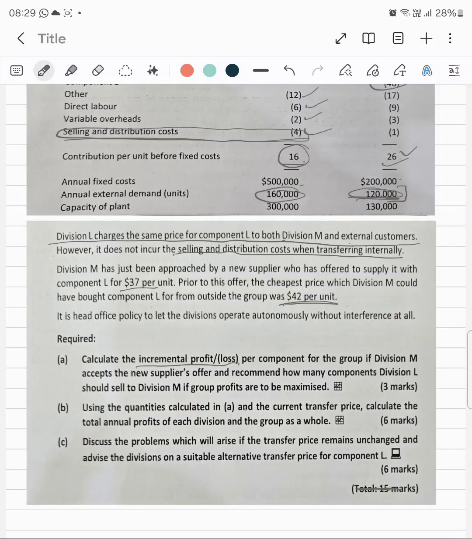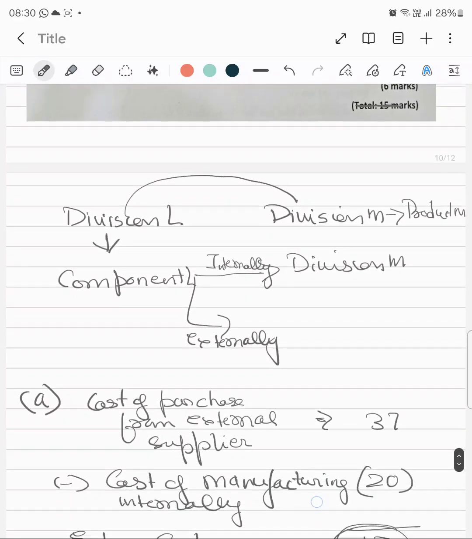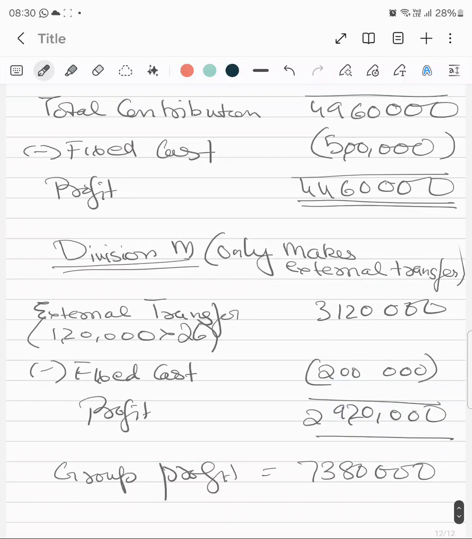And also it is asking us to advise on what suitable transfer prices division L should apply. So this is discursive, and this is for 6 marks. So let me read it out to you. The problem is that the current transfer price of $40 per unit is now too high. While this has not been a problem before, since external suppliers were charging $42 per unit.